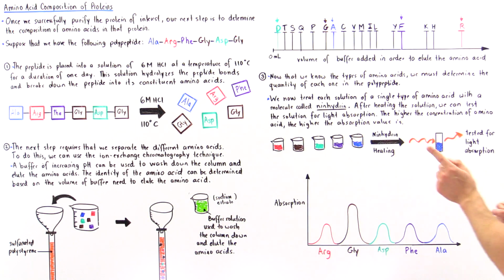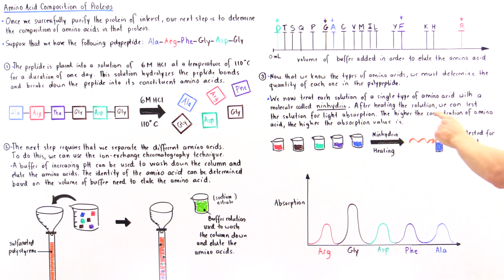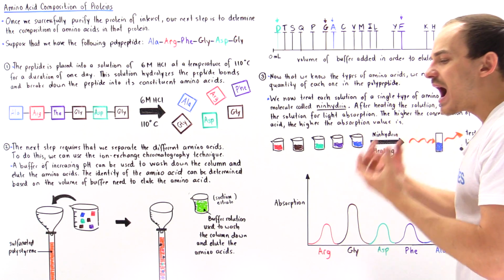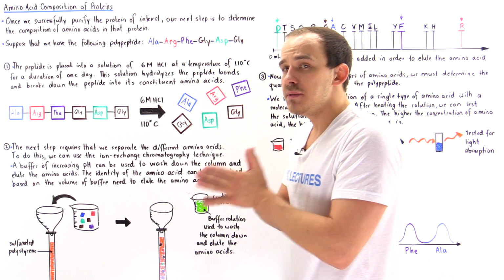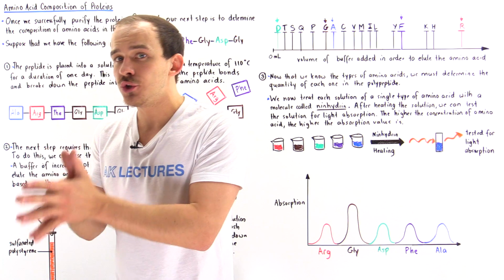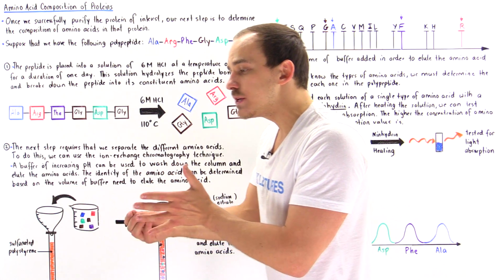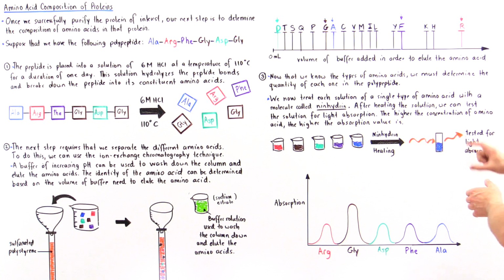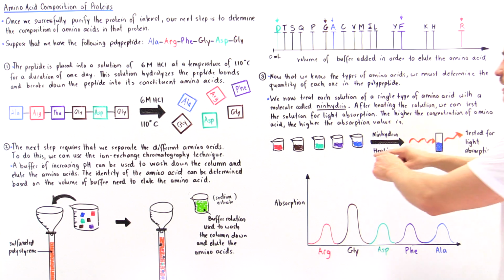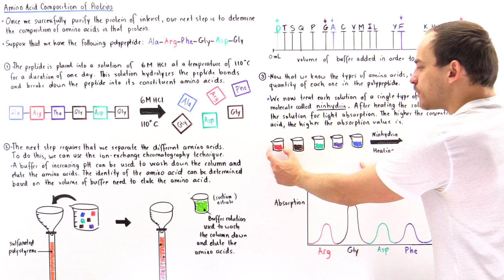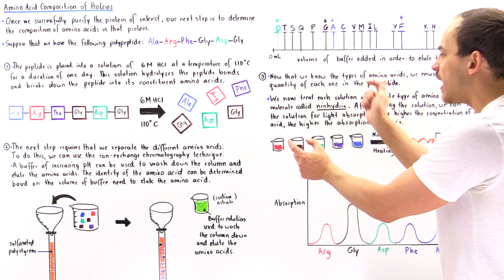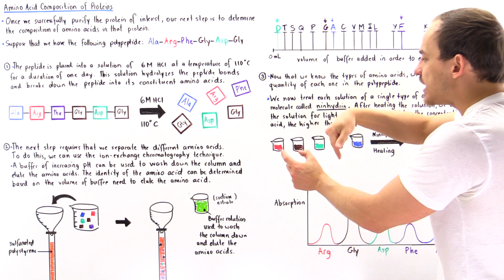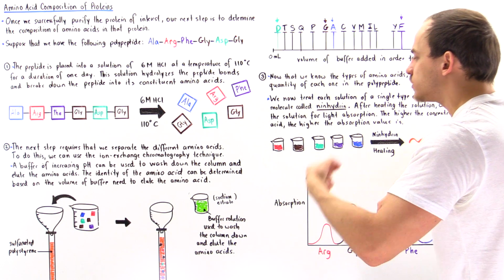And we do that because after heating the solution of ninhydrin and the amino acid, we can test the solution for light absorption, because the higher the concentration of that amino acid is inside that solution that contains ninhydrin, the more light our solution actually absorbs. So for example, let's suppose we take this first beaker, we add ninhydrin to it, and we heat it. And so this will turn dark blue or dark purple.